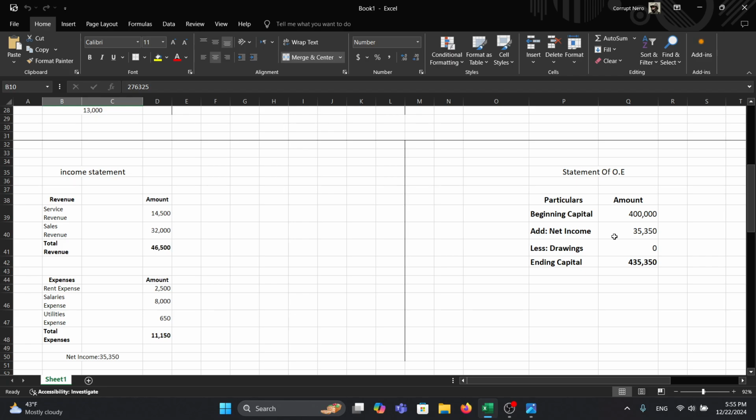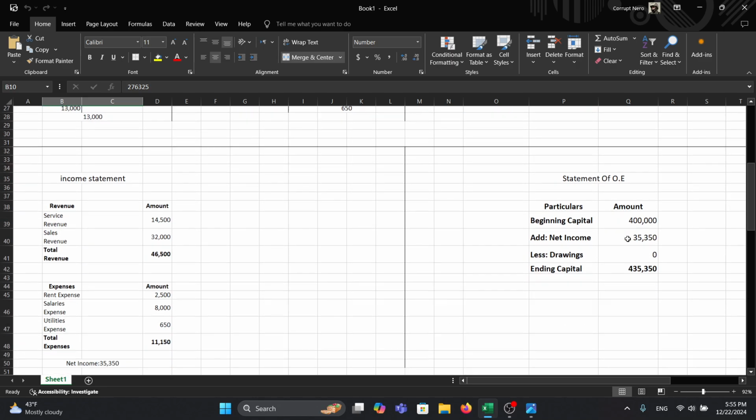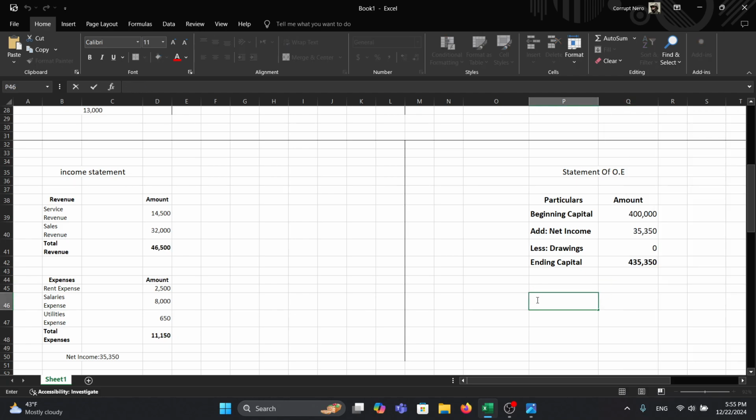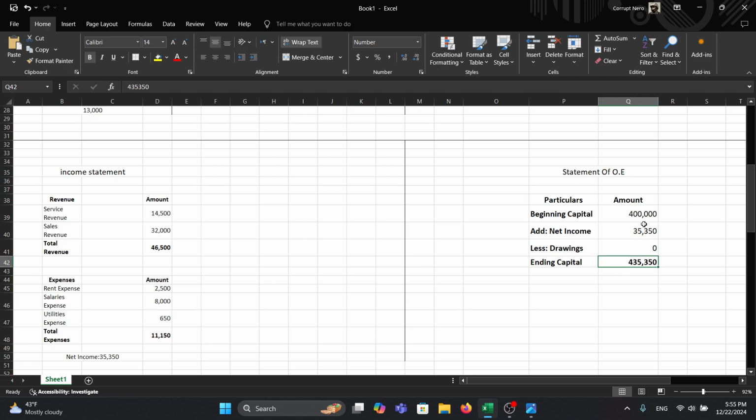Drawings, we don't have any drawings in this question. They didn't write anything about it, so you're just going to write 0. But if you have drawings in the question, what you're going to do is subtract this number for drawings, and then you're going to get the ending capital. But if you don't have any drawings, then you're just going to keep this number the same. This is basically just calculating 400,000 plus this net income, and you're going to get this number.